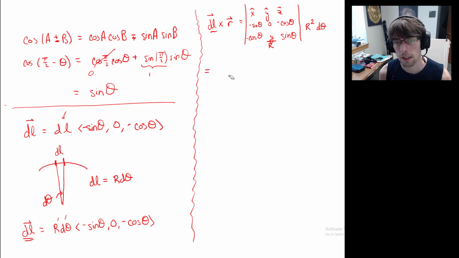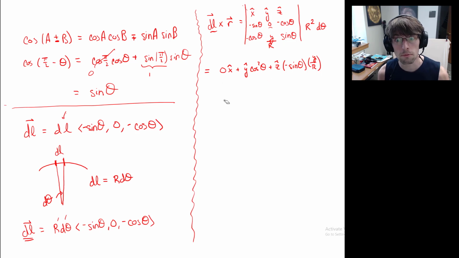Well, okay, x's. Now we can start. We're going to start seeing we can do this a little faster. The x, there's a 0 there, so I get 0 x hat. Okay. The y hat, what do I get? I get plus y hat cosine squared of theta. Okay. How about the z hat? I get z hat plus z hat negative sine theta times y over r. But wait, there's more.